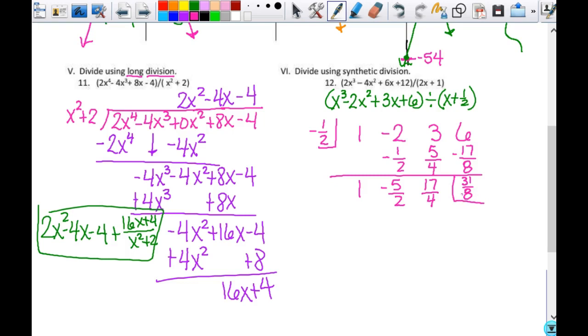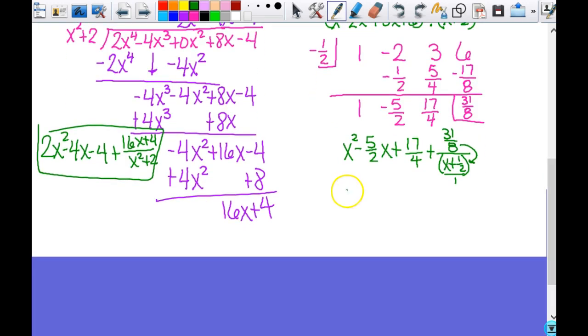So this is what I end up with then. This was a cubic, so this is now my squared term. So I end up with x squared minus 5/2 x plus 17/4 plus 31 over 8 over x plus 1/2. But we can't have a fraction in a fraction there. And so when you divide by fractions, you multiply by the reciprocal. So I pretend like this is over 1, flip and multiply. So really all that happens is the 8 ends up coming down here. But it's not anything magic. There is a mathematical basis for that.